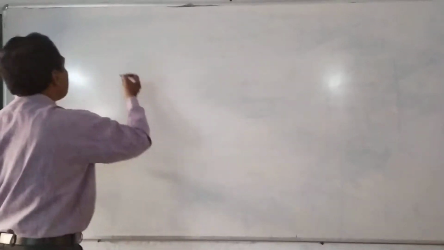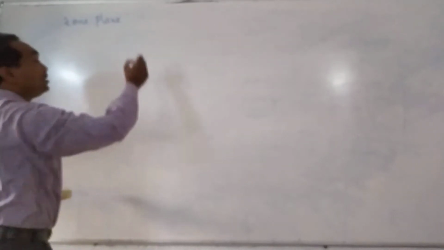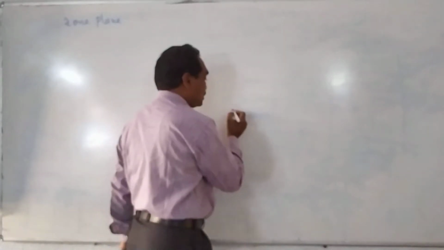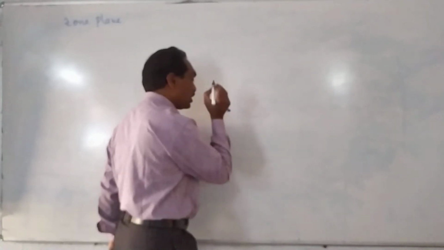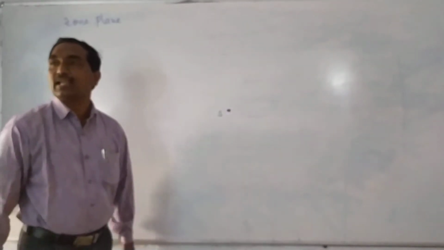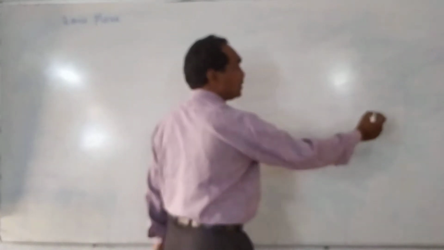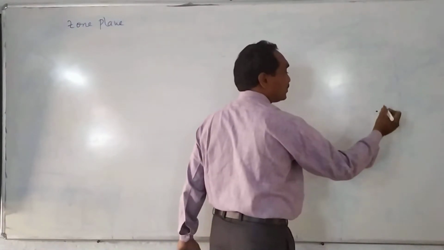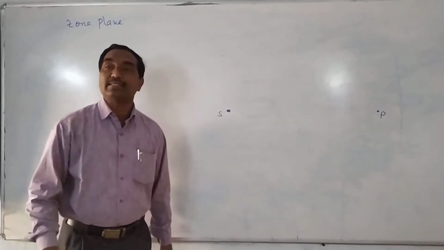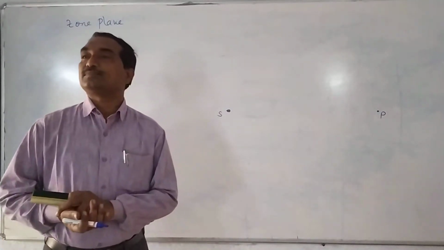In this zone plate experiment, at the current section, this is the source of light. Of course, it is monochromatic light having wavelength lambda. So this is the screen, a point P on the screen. We have to observe the intensity of light after diffraction.